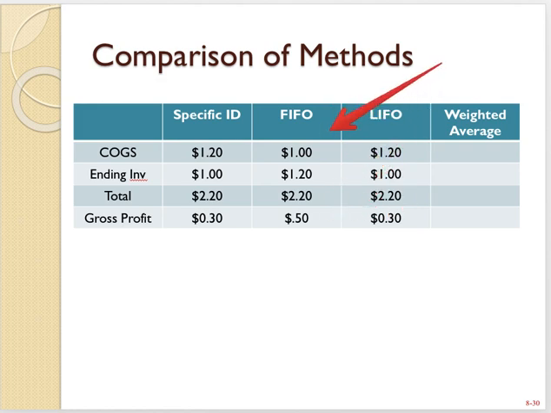So the difference between these two assumptions, and by the way, these two are assumptions because specific identification is not an assumption. We know for sure if we can specifically identify it, but FIFO and LIFO are assumptions because we don't know for sure, so we have to assume one or the other.